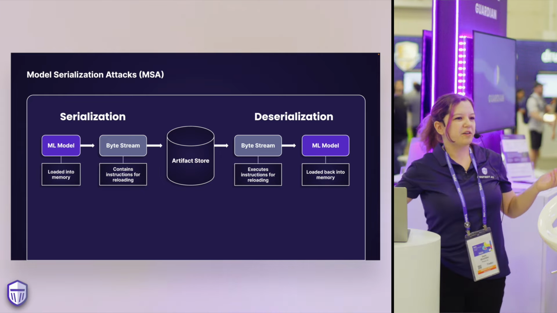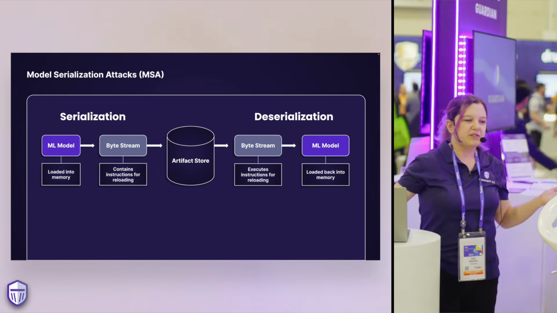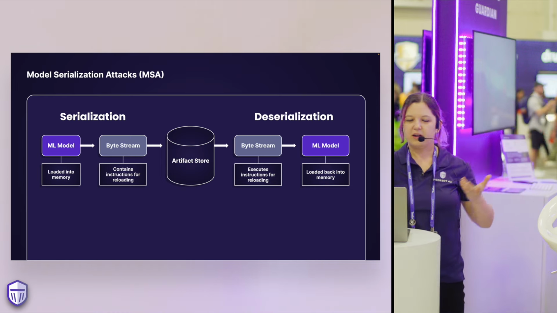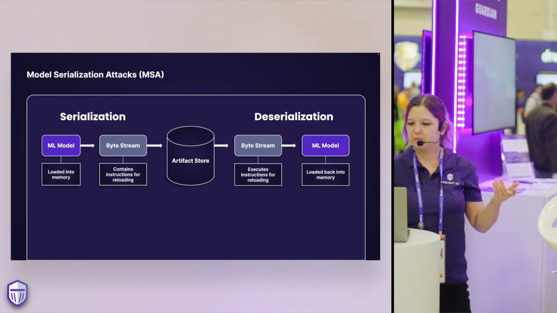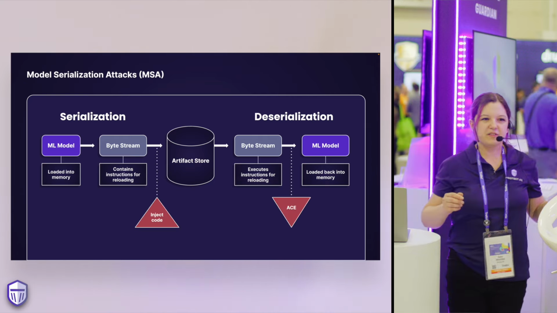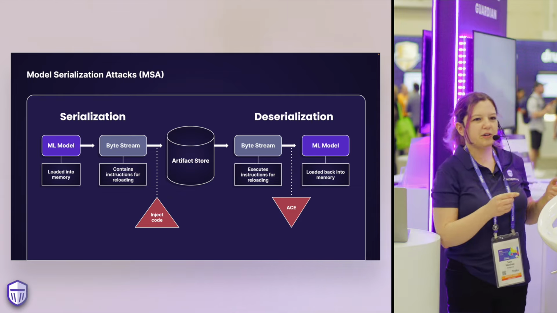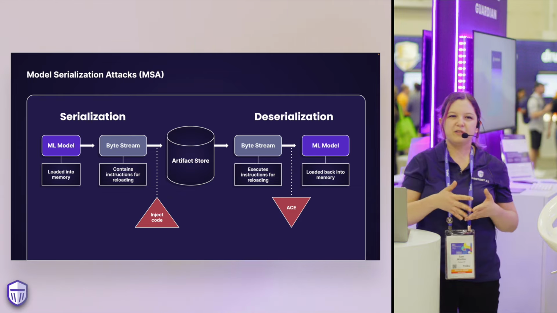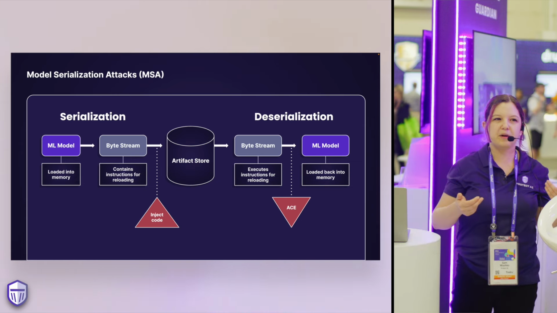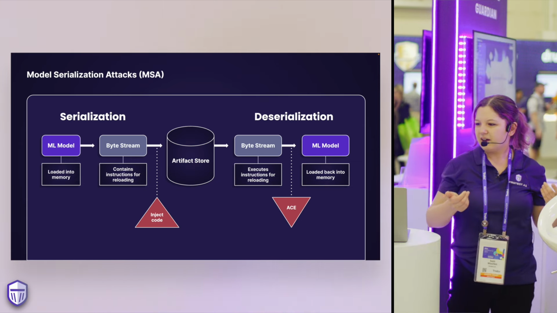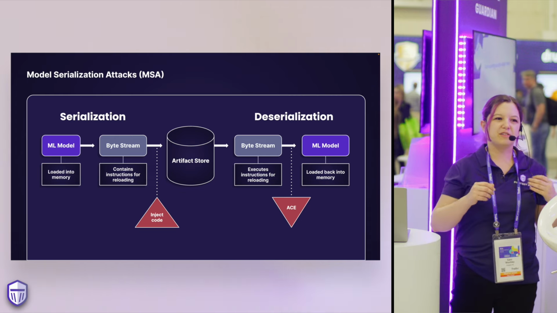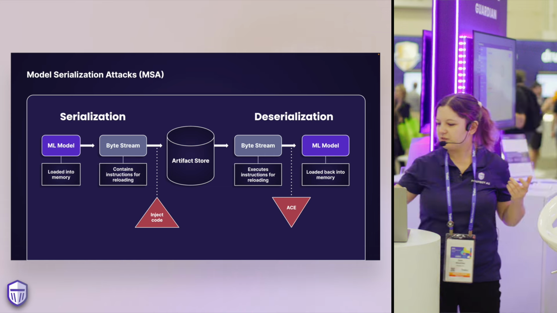So in a typical serialization workflow, we start from the model, go to the byte stream, put it up to the artifact store, and then deserialize back into byte stream and model. But in a model serialization attack, that injected code is put into the file either before it hits the artifact store or if the storage is compromised in some way. And when you go to deserialize and execute those instructions, you end up with arbitrary code execution.